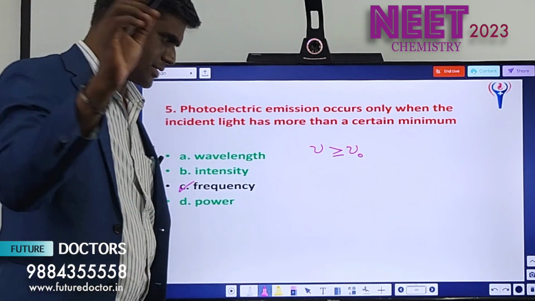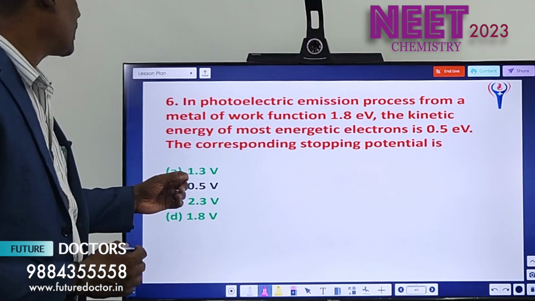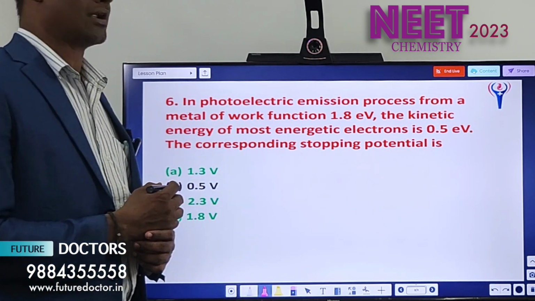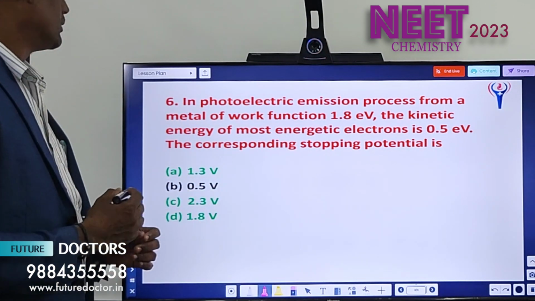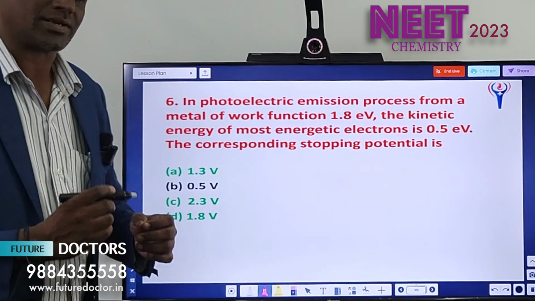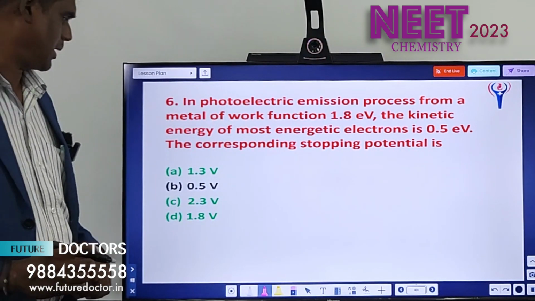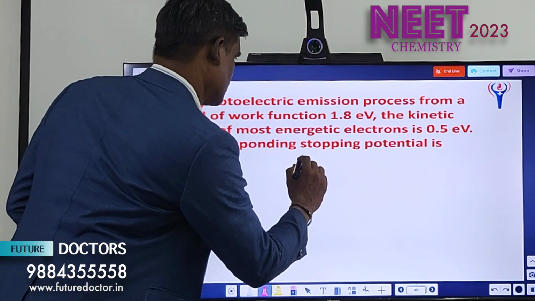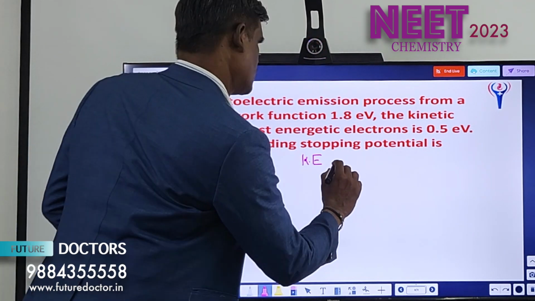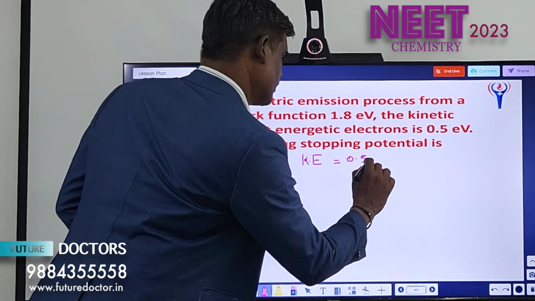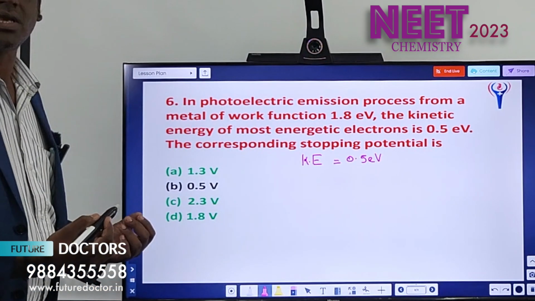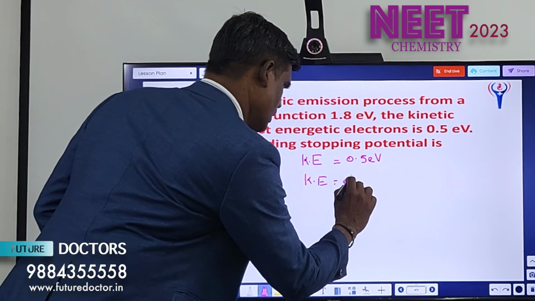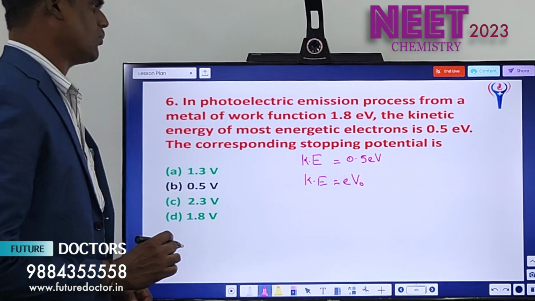Let's move to question number 6. In photoelectric emission process from a metal of work function 1.8 eV, the kinetic energy of the most energetic electron is 0.5 eV. The corresponding stopping potential is dash. What's the answer? Yes, option B, 0.5 volt is the correct answer. That is, kinetic energy equal to 0.5 eV. We know kinetic energy equal to eV naught, where V naught is the stopping potential.